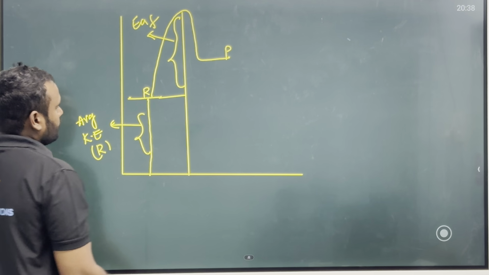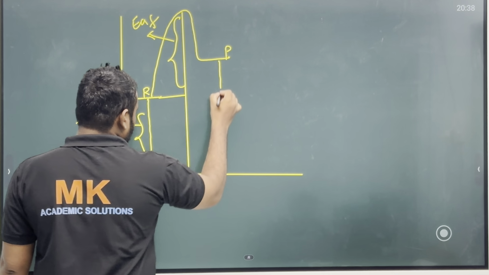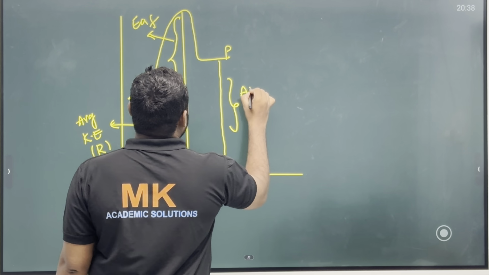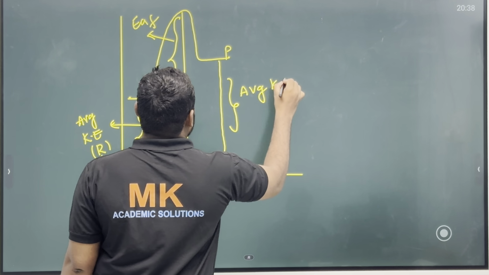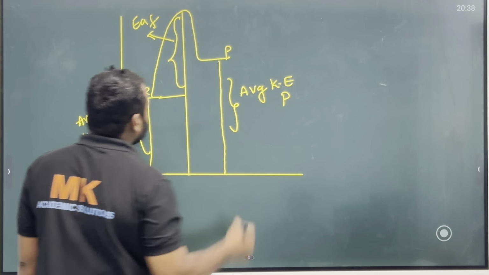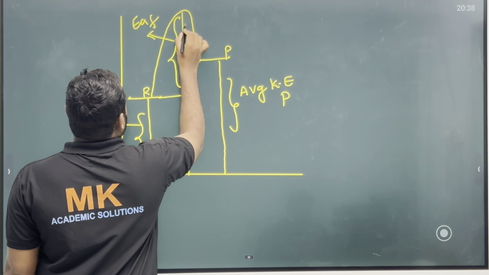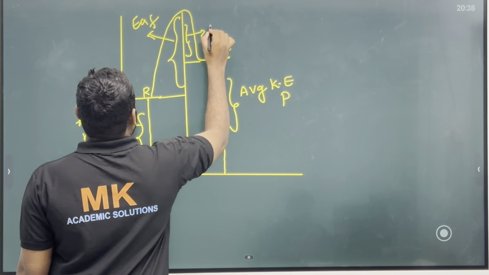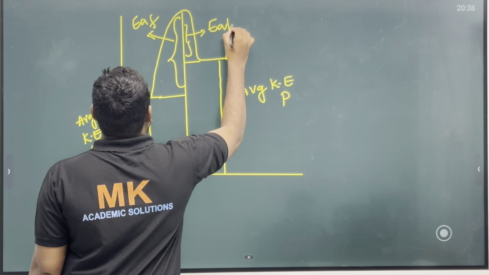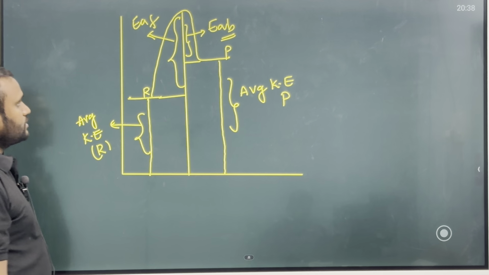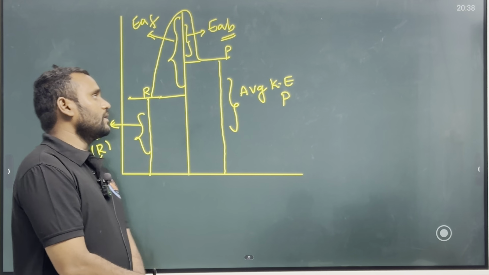So what is this part? This is the average kinetic energy of product. Now this is known as what? EAB, activation energy of backward reaction. What is EAB, children, here? Activation energy of backward reaction.